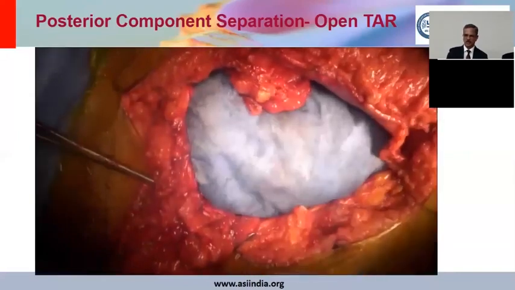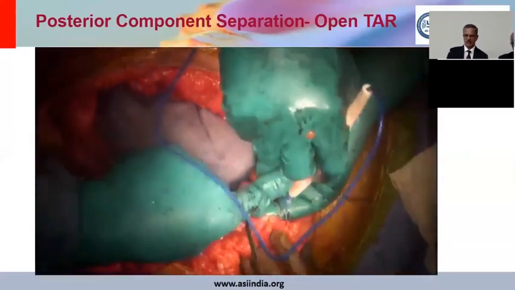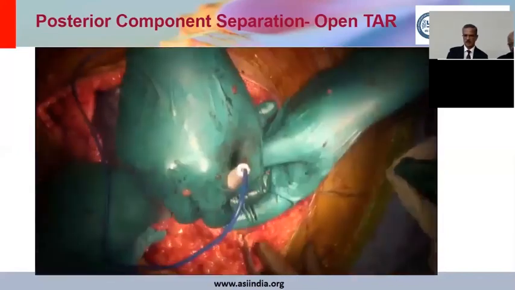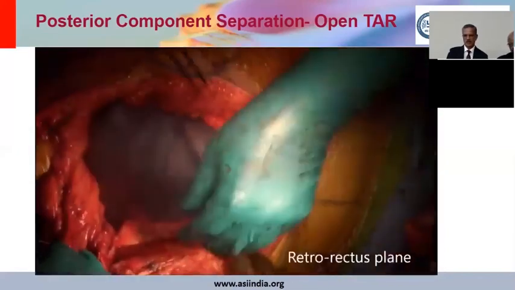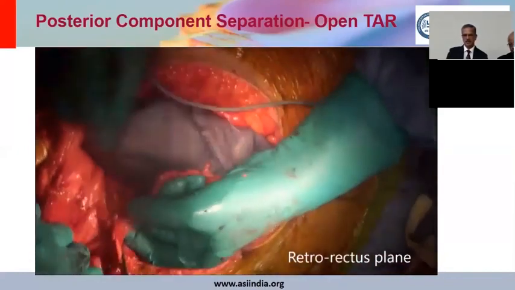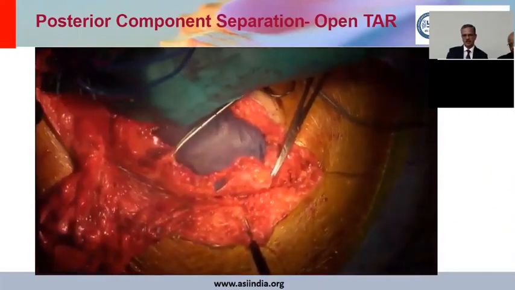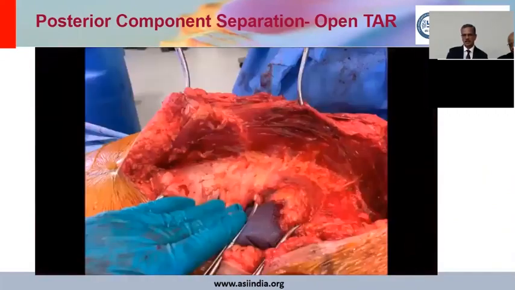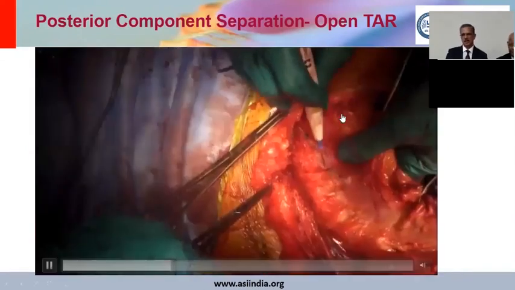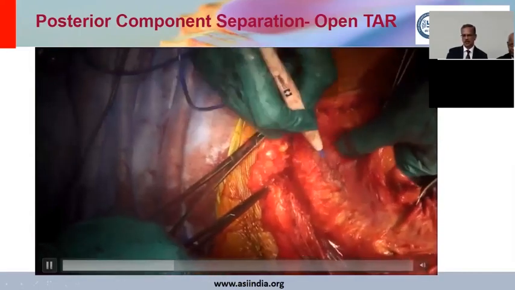This is the TAR towel, which is very important to safeguard the bowel. While we are dissecting, we should not do any enterotomy or injure the bowel. This is dissecting and creating the retrorectus plane, and that is like in the Rives-Stoppa technique, neurovascular bundles nicely seen there. And then you are going to dissect the TAR plane.